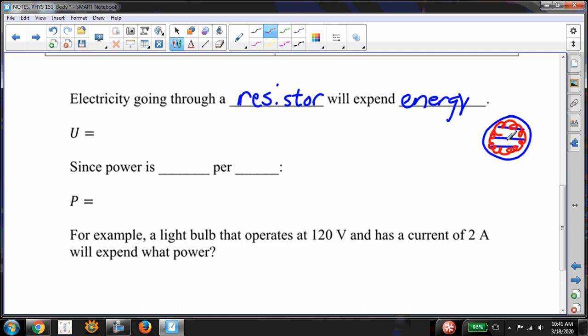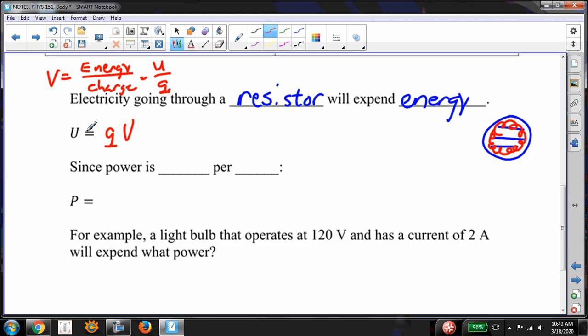And this energy, which is U, is equal to Q times V. Because you remember, V, when we defined voltage or potential, it was energy per charge. And what is energy? We call that U, and charge is Q. And so U is equal to the product of Q and V.